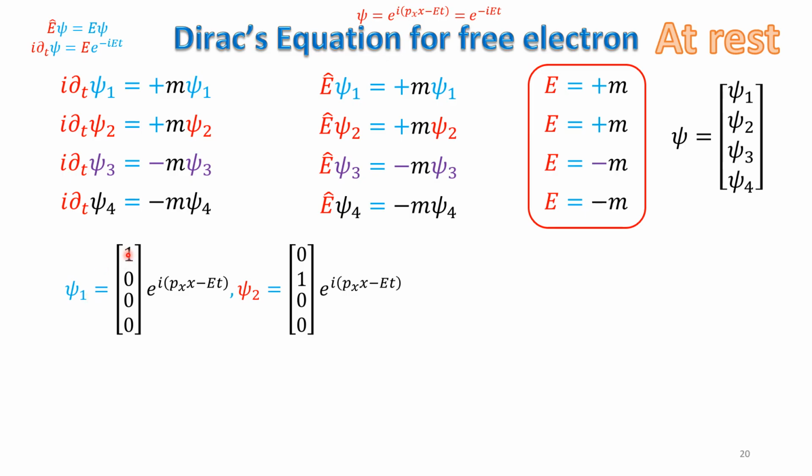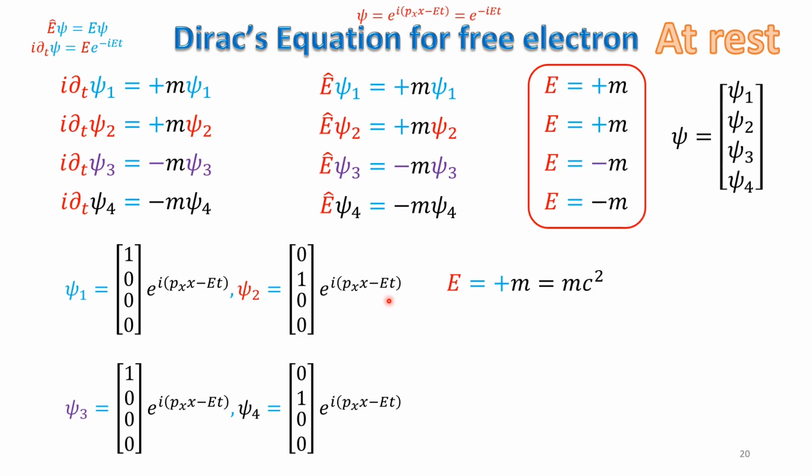So psi1 we can write as 1 0 0 0 e to the power I times the same exponent. Then psi2 we can write as 0 1 0 0. So this way we have the solution for equation E equal to plus m, and if we reinstate c, it will be E equal to mc square. Similarly, for psi3 and psi4, we have E equal to minus mc square. The big question is, what is E equal to minus mc square?